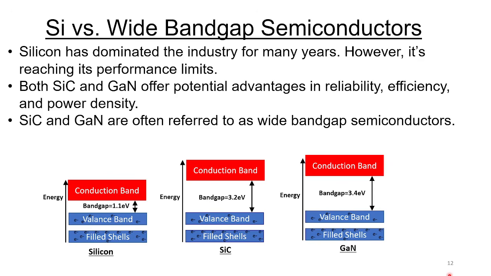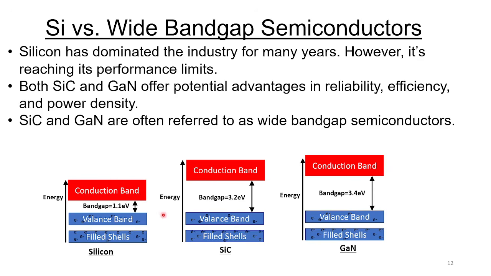So silicon has dominated the industry for many years. However, it's reaching its performance limitations. Both silicon carbide and gallium nitride offer potential advantages in reliability, efficiency, and power density. Silicon carbide and gallium nitride are often referred to as wide bandgap semiconductors. Let's take a look at this diagram below.